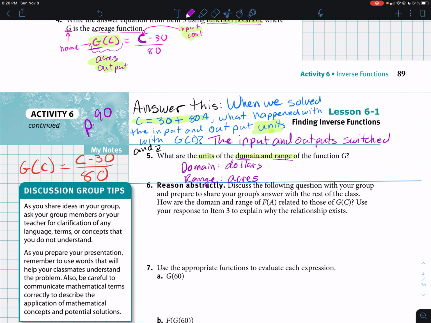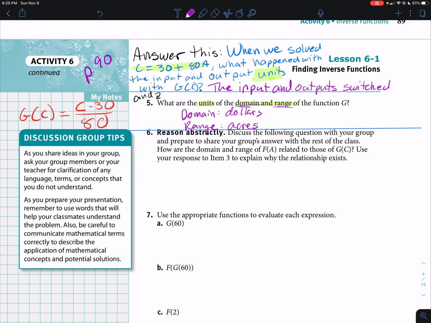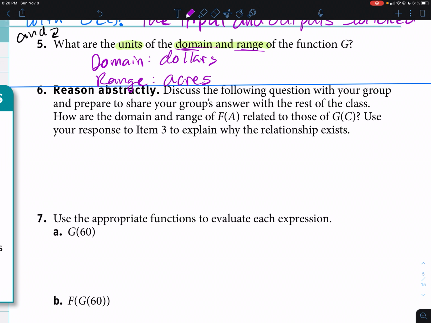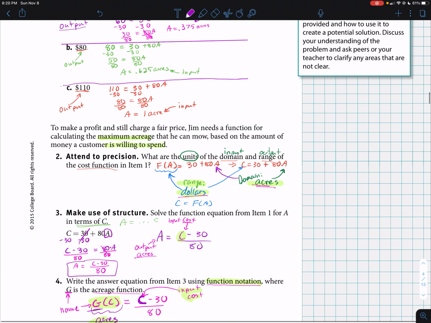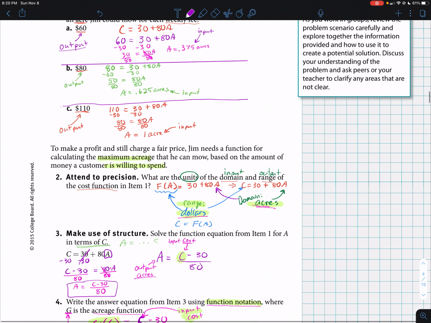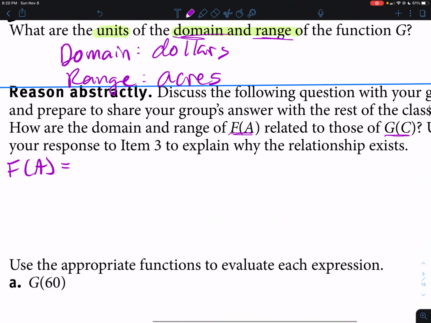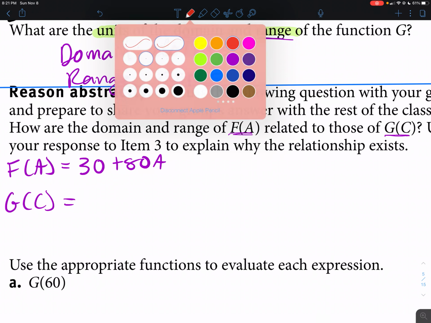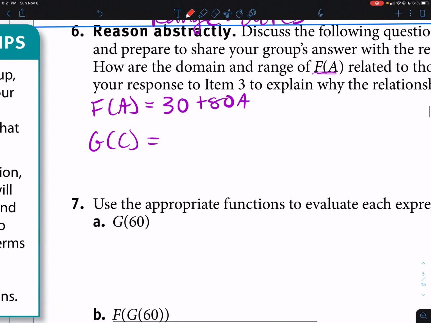Okay, number 6. Discuss with your group. We're not doing that. How are the domain and range of f of a related to those of g of c? Use your response in item 3 to explain why the relationship exists. So we're asking about f of a, which was the first one. F of a was C equals 30 plus 80a. And g of c was the second function that we found, and it was c minus 30 over 80.